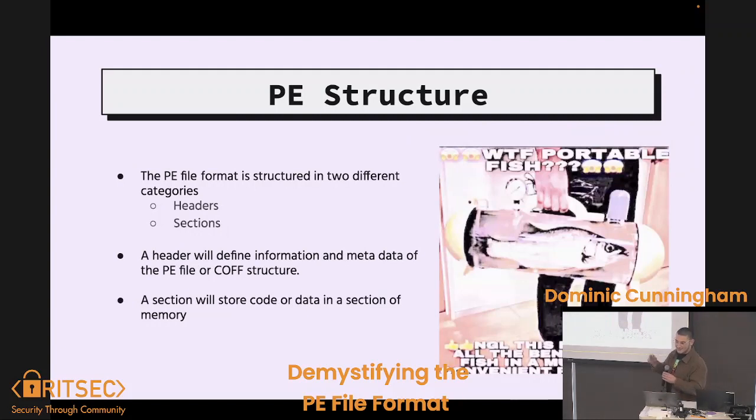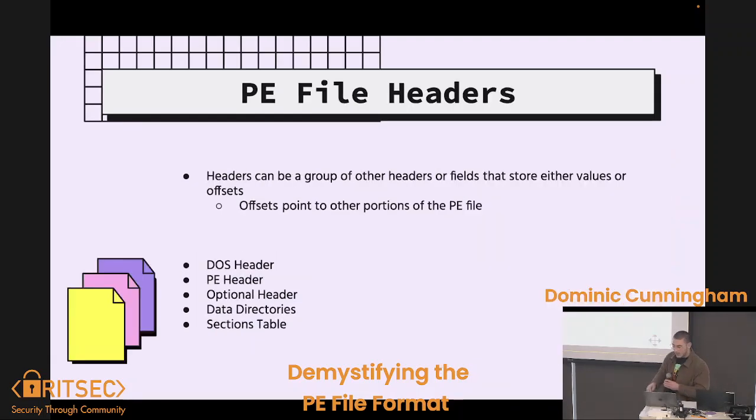So the PE file structure is going to be split into two different categories, headers and sections. Headers are going to define all of your information, all of your metadata for your PE file or for your COFF structure. And then your sections will store all of your code, all of your data, etc. in memory. PE file headers can either be a group of other headers and pointers to those headers that contain the offsets, or they can just store the values of the field itself.